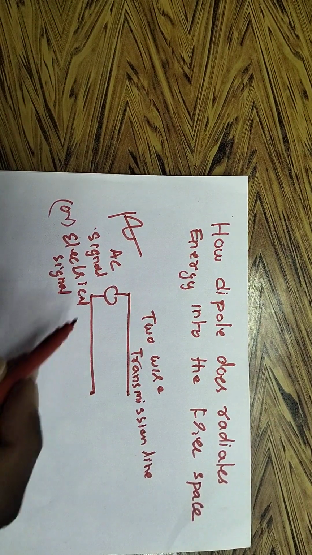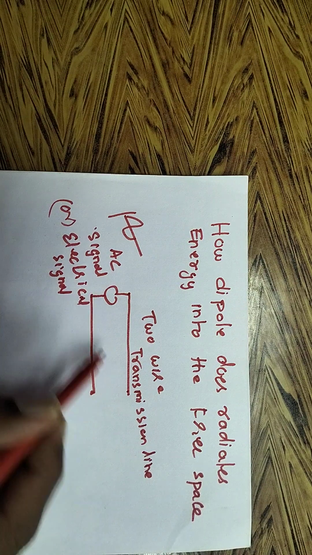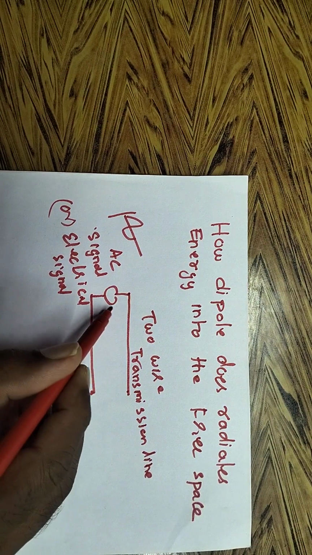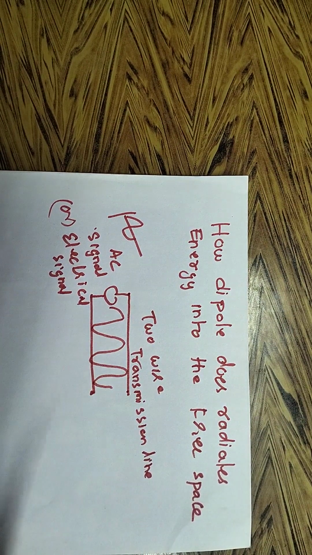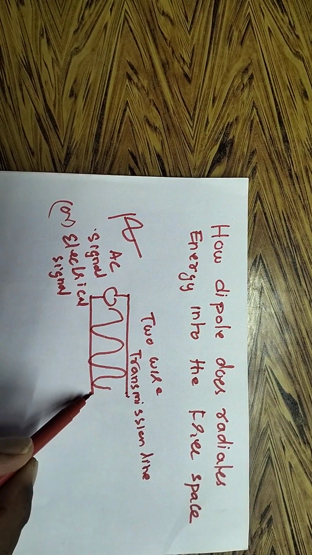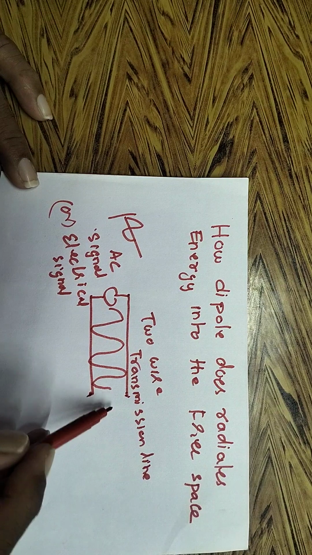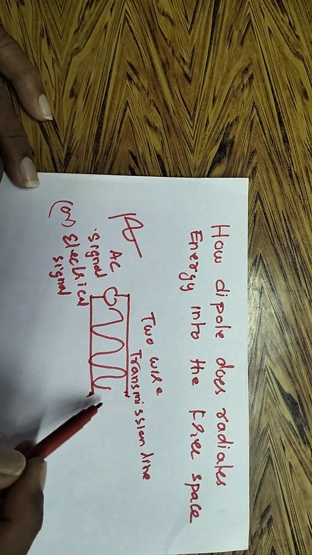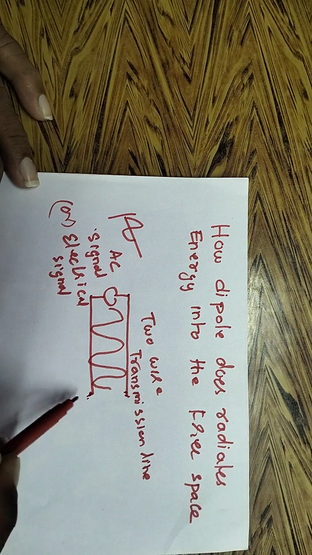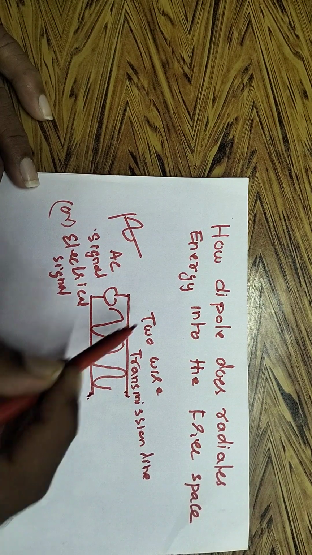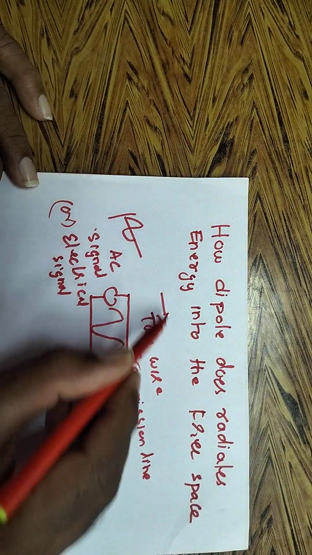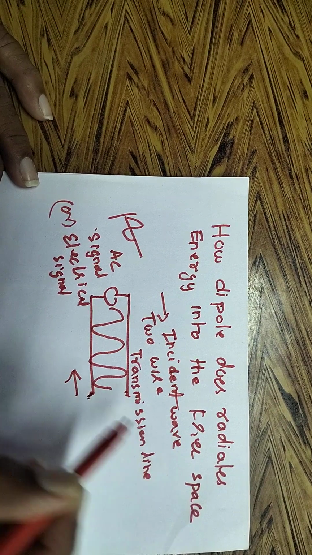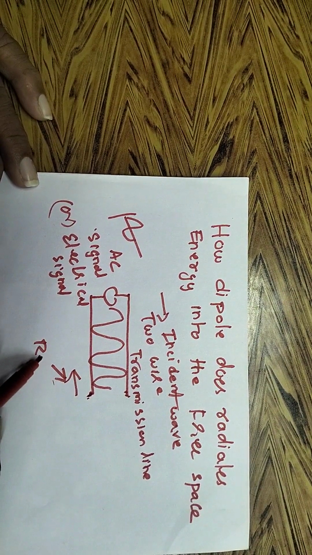Now when you apply AC supply between these two conducting wires, it will be carried through this transmission line like this. When it reaches these two points, the signal will not radiate into free space because there is no connection between these two. So the signal gets reflected, and this is the incident wave, and this is the reflected wave.